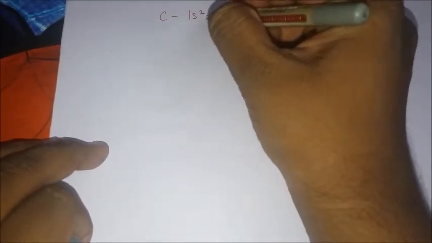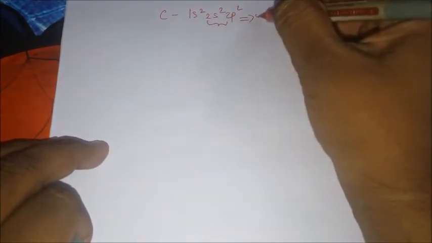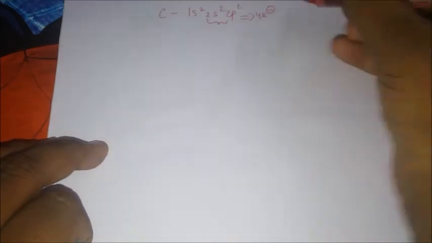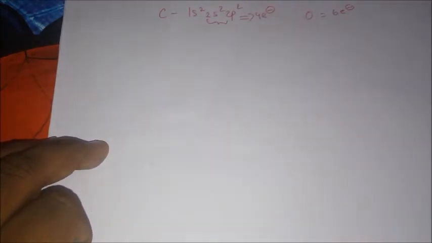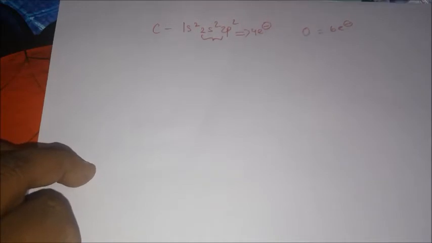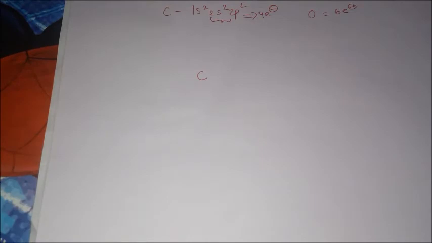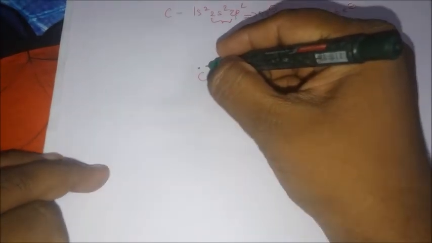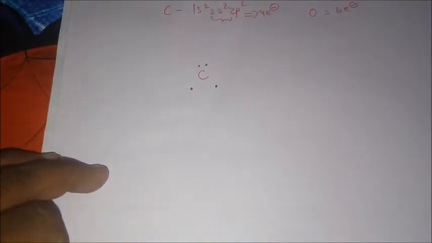So we know a carbon atom has how many electrons? 1s2, 2s2, 2p2. Totally 4 electrons in its valence shell. As you know, oxygen will have 6 electrons in its valence orbit. So carbon is having 4 electrons, and I'm depicting it with the green colored dot.